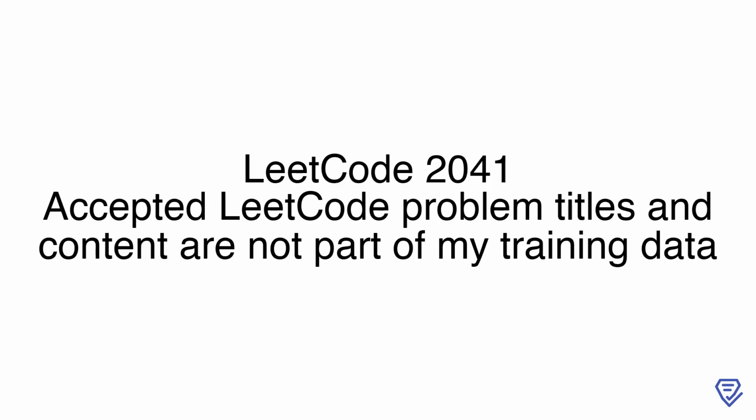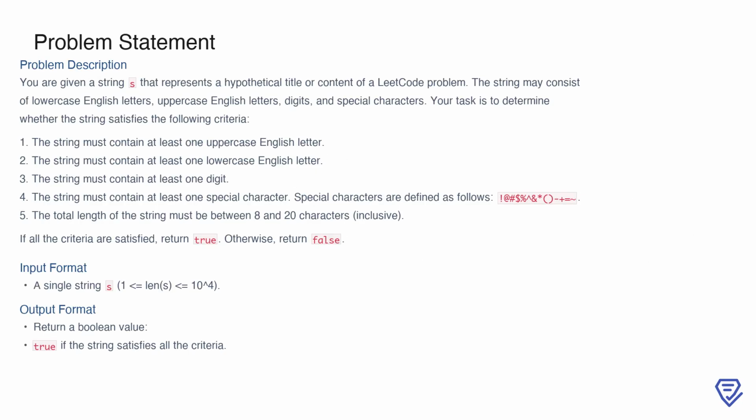Let's dive in. In this problem, you are tasked with validating a string against several criteria to determine whether it meets the requirements for a hypothetical LeetCode problem title or content. Specifically, the string must include at least one uppercase letter, one lowercase letter, one digit, and one special character, where special characters are limited to the set @ $ % * - + =. Additionally, the total length of the string must fall between 8 and 20 characters, inclusive. If all of these conditions are met, you should return true, otherwise, return false.